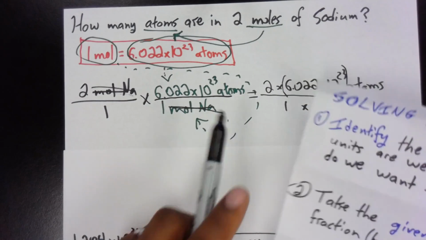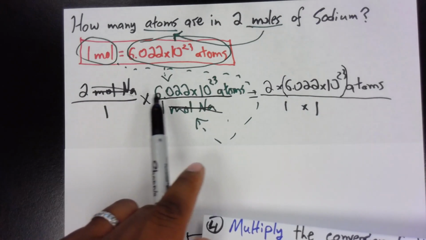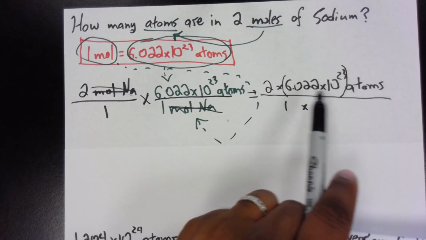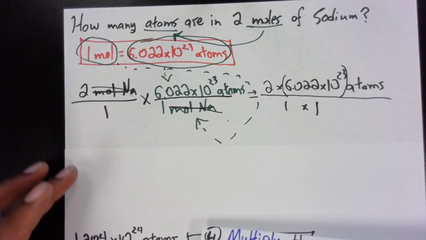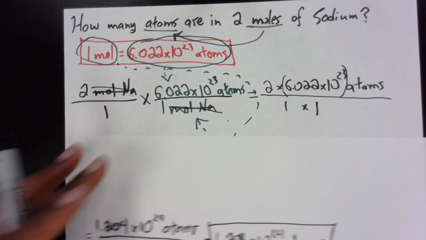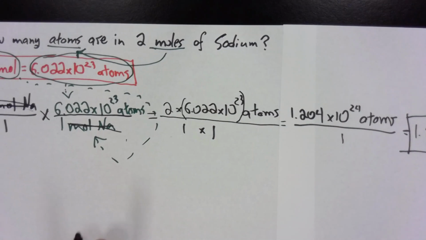And then the next step, we just multiply across. Make sure we use parentheses around our scientific notation depending on which calculator you're using. And then our final result was 1.204 times 10 to the 24.